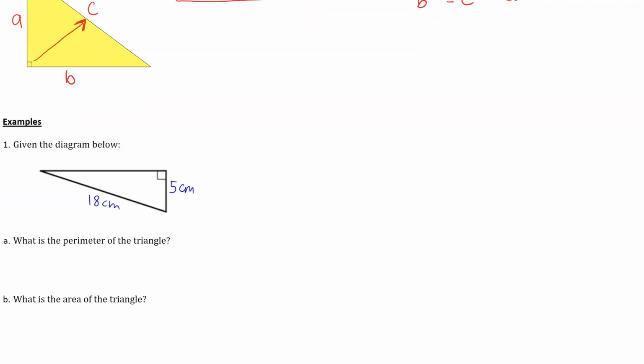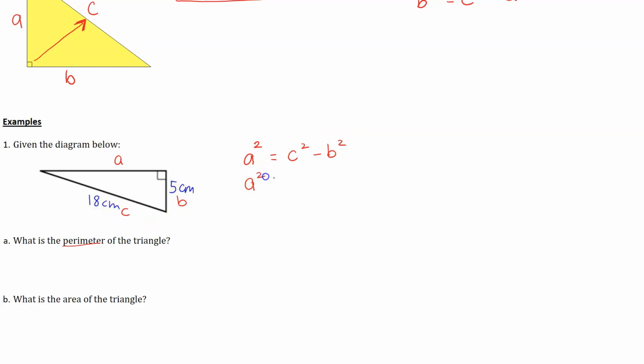In this first example, we're given a diagram, and the first thing we need to find is the perimeter of the triangle. To find the perimeter, we need to know all three sides of the triangle. In this case, I'll label the unknown side A, because it's one of the shorter sides. Because I'm finding A, I'm going to use the formula A squared is equal to C squared minus B squared. This side here would be B, and the hypotenuse is C.